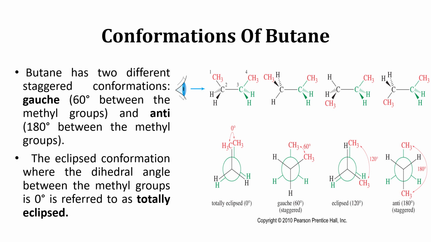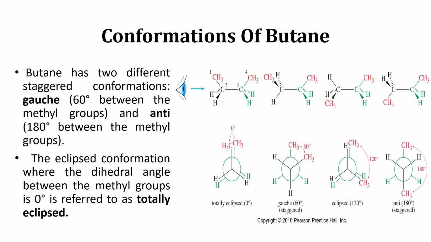Rotations about the central C2-C3 bonds are more interesting. The figure shows the Newman projections looking along the central C2-C3 bonds for 4 conformations of butane. From the 4 conformations, 3 of them are given a special name. When the methyl groups are pointed in the same direction, dihedral angle equal to 0 degrees, they eclipse each other. This conformation is called totally eclipsed.